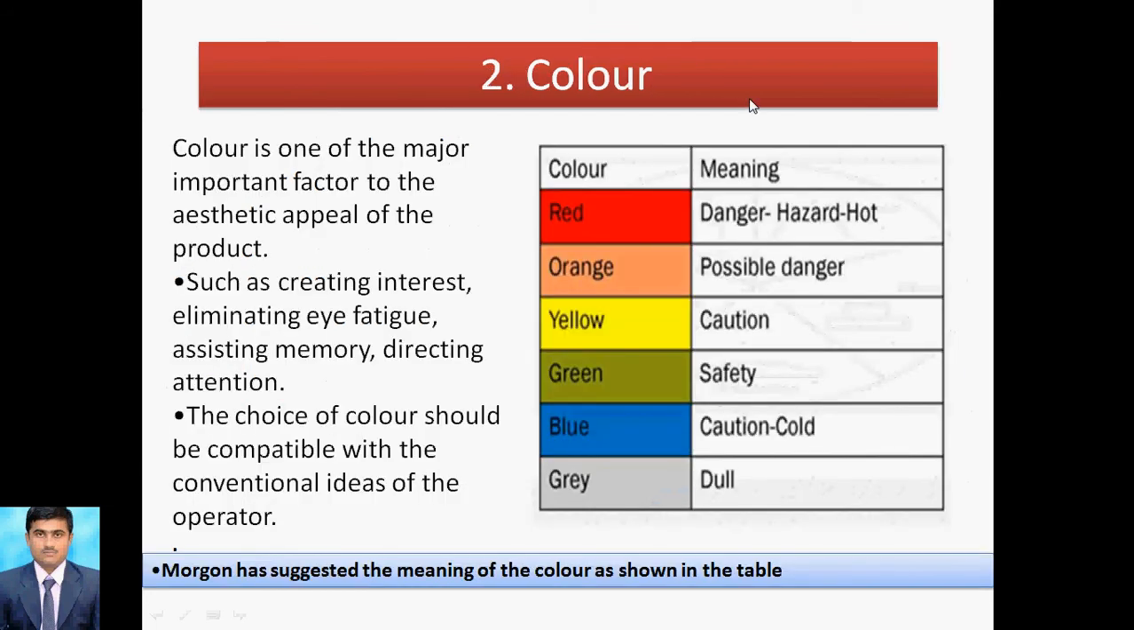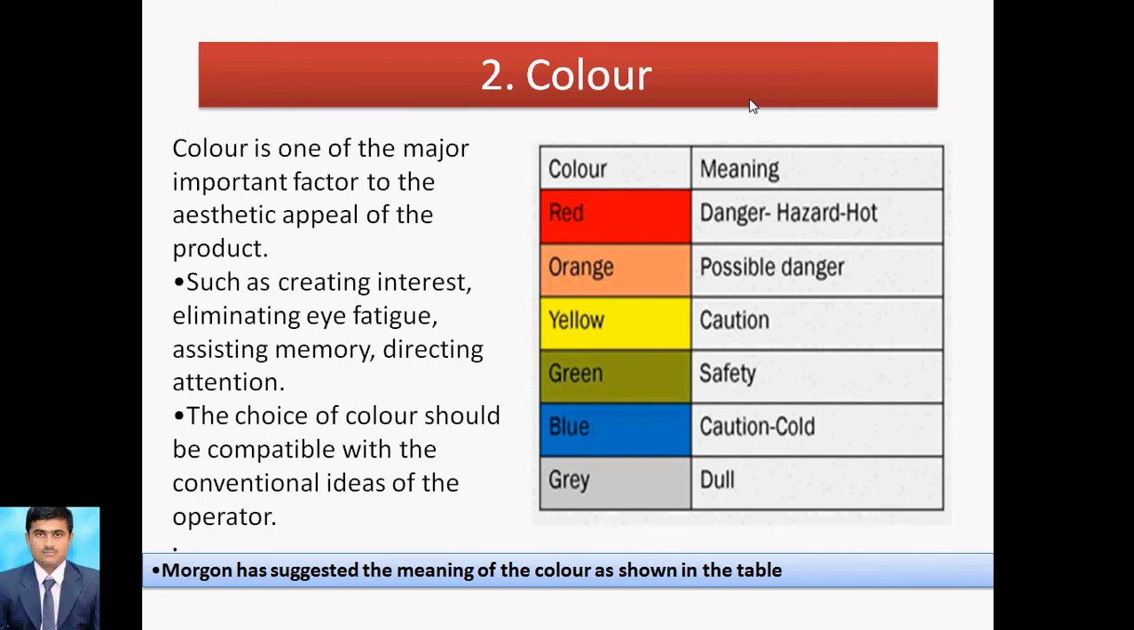Now the next aspect regarding aesthetics is color. Color has a major impact on the aesthetic view, and it can appeal for attraction purposes. It can create interest, but sometimes it can eliminate eye fatigue as well as irritate the attention. That's why Morgan has suggested some meanings of color, so we can use them as compared with the ideas of the operator.